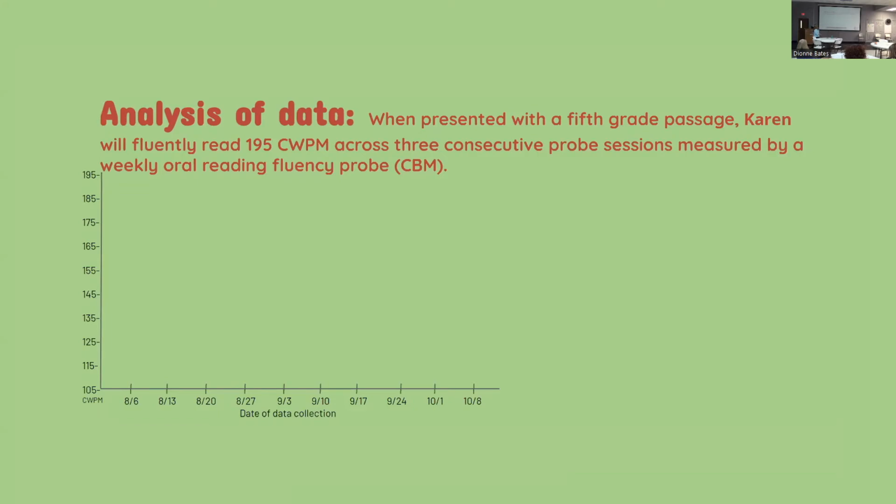So here is our passage. We're saying that her goal is getting to 195. She's at 105. So here's our goal, right? And right here is our correct words per minute. So let's start out that her baseline is 105. So there's our data point, right? That's her data point, 105. Okay. Where do we want her to go? Here, right? At 195. So let's put our goal up there.